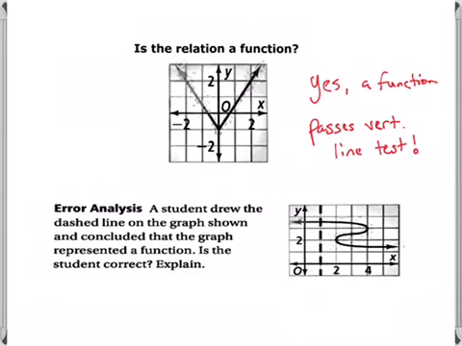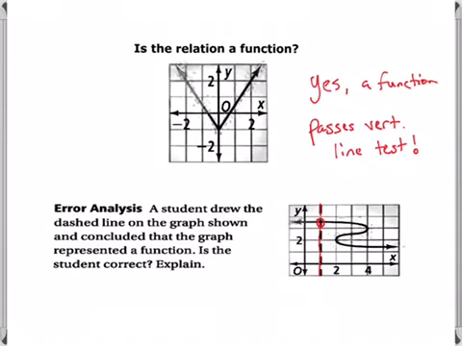All right, and the next one, error analysis. A student drew the dashed line on the graph shown and concluded that the graph represented a function. Is this student correct? All right, so this is their graph line. This is where they chose to draw their line. And yeah, their line only crosses the graph once.